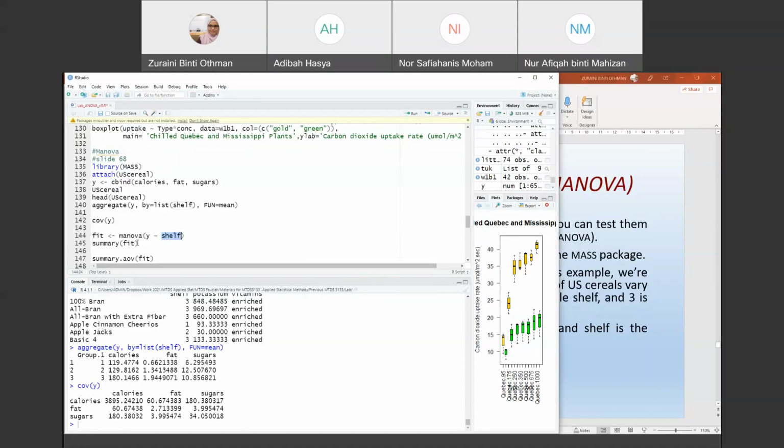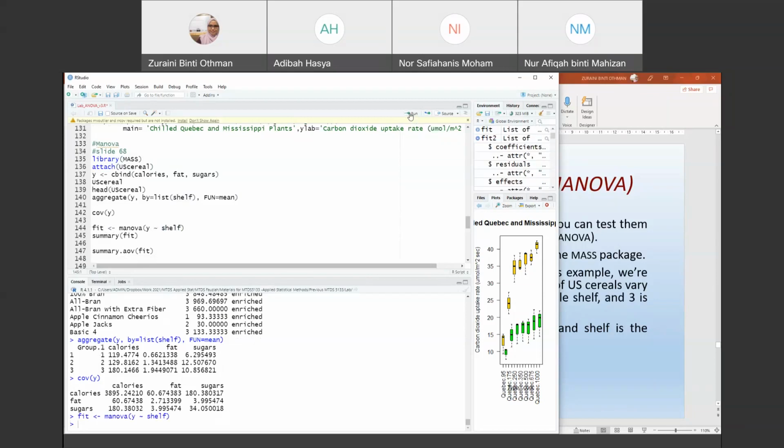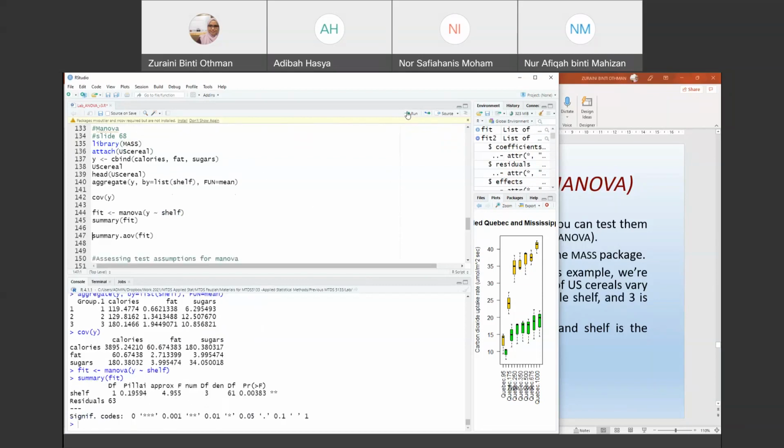It is the shelf tu. Yang mana? Sebabnya shelf tu is the independent just now kan? Variable 1, 2, 3 tu. So our formula will be y, and this is our shelf. Okay. Fit it by using Anova. Then the summary for the fit, we want to know the significant.